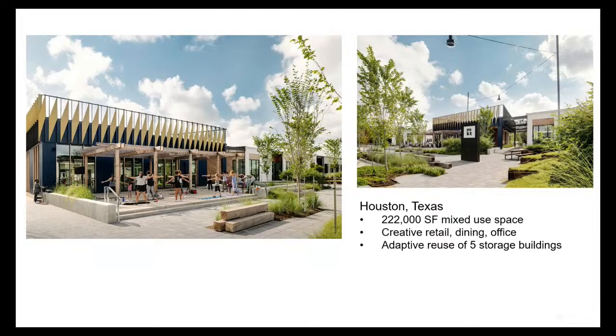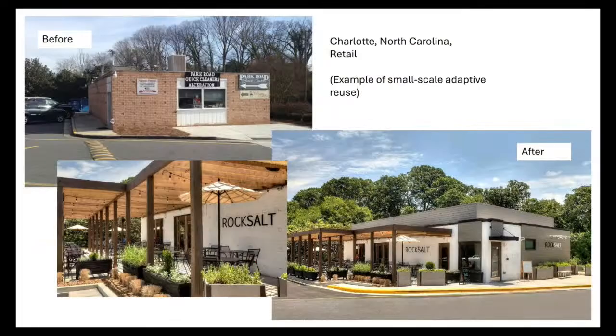This is in Houston. A mix of mixed use, retail, dining, and again, adaptive reuse of 5 previous storage buildings. Charlotte, North Carolina, this is smaller scale adaptive reuse, so a smaller building. You can see the before and afters there.